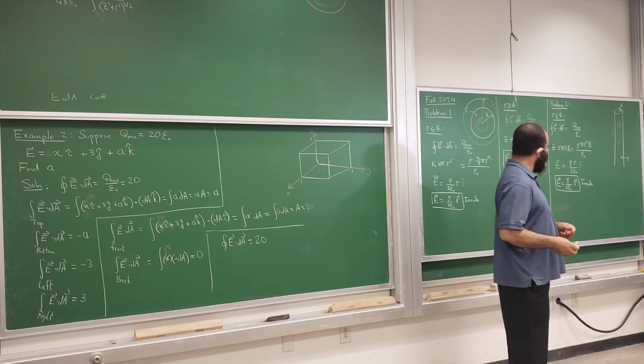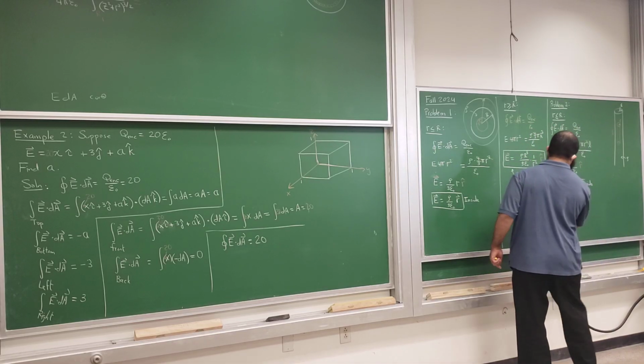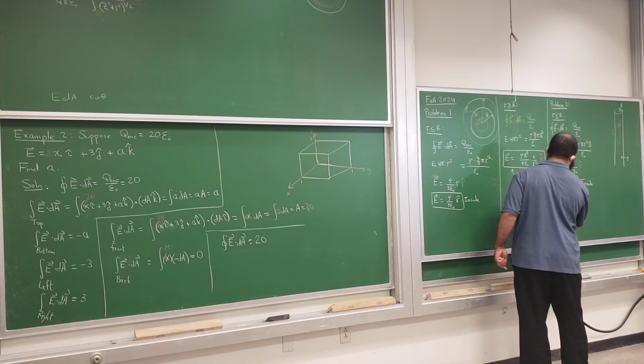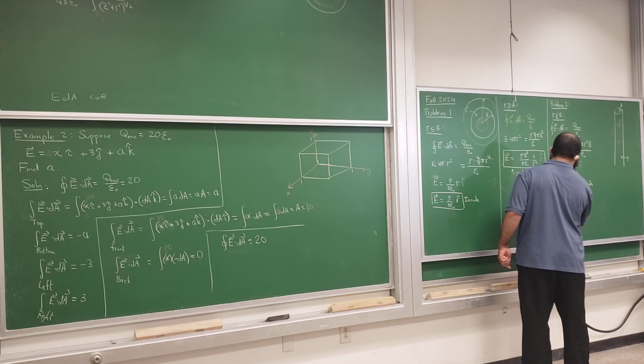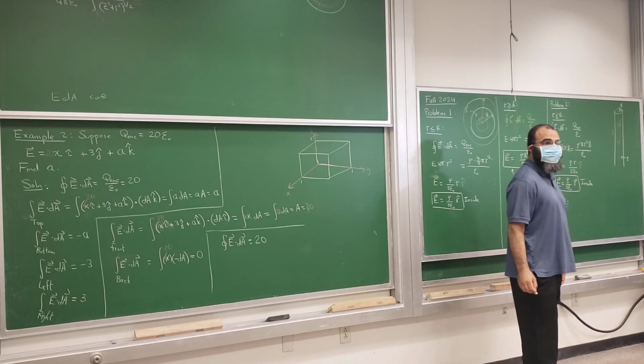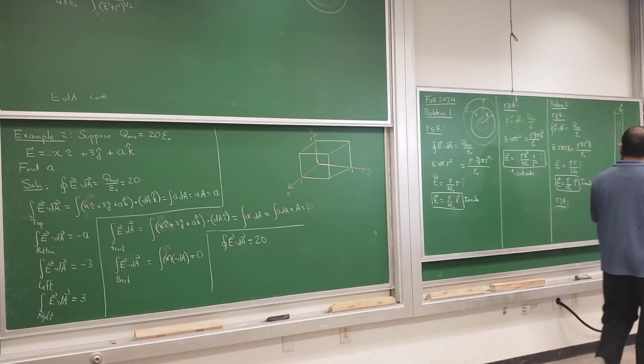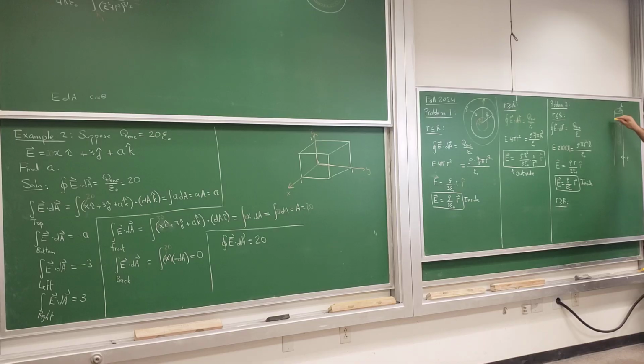Outside now, we need to find the field outside, for r greater than capital R. How does our surface look now? A bigger cylinder that would encompass this. Here it is, I'll draw it here. For a change, let's call the height H. And this is r.